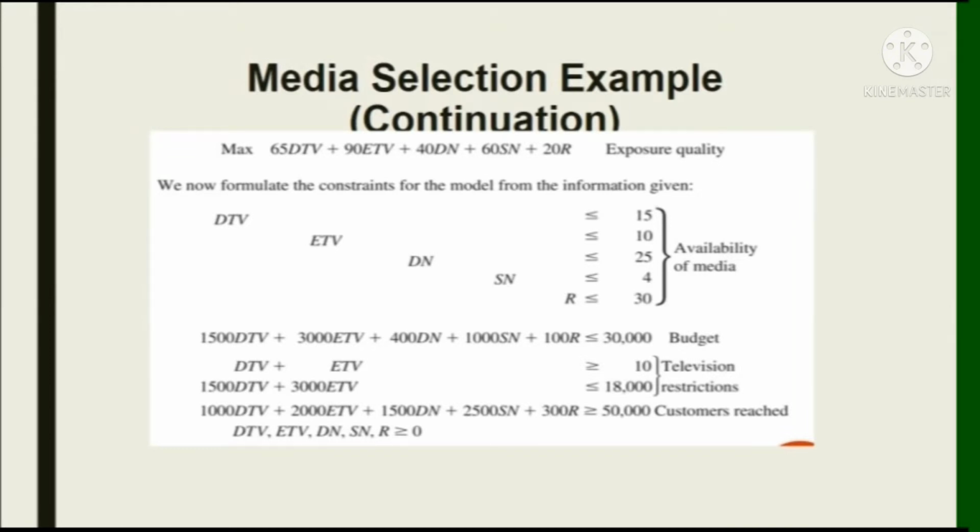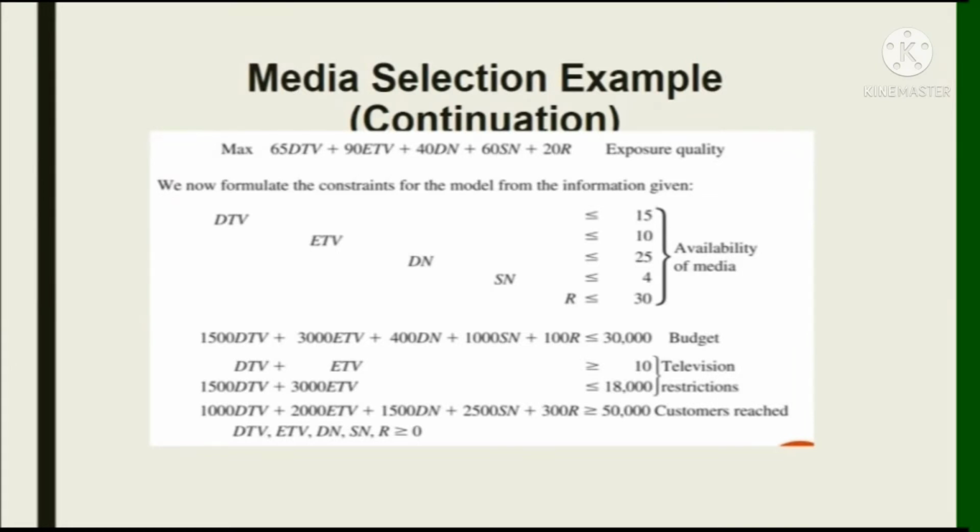50, 15 DTV, 3000 ETV, 400 DN plus 100 SN plus 100 R is not less than or equal to 30,000. Kaya maura man na ang hatag nga budget sa Relax and Enjoy sa BPNJ for the first month campaign.